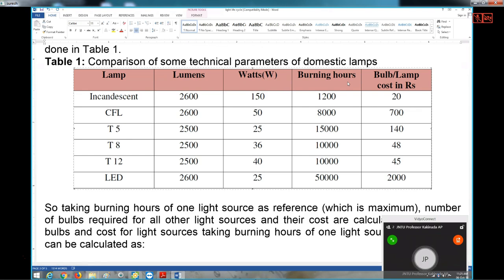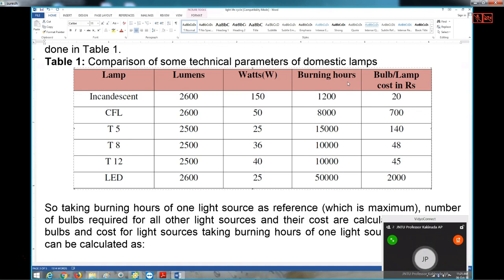Look at this, the same luminous output. The incandescent lamp is giving a luminous output of 2600. Its wattage rating is 150 watts. Then burning hours is 1200 and the bulb costs 20 rupees. Whereas the CFL lamp has lumens of 2600, a wattage rating of 50 watts, burning hours of 8000, and the bulb costs 700 rupees.